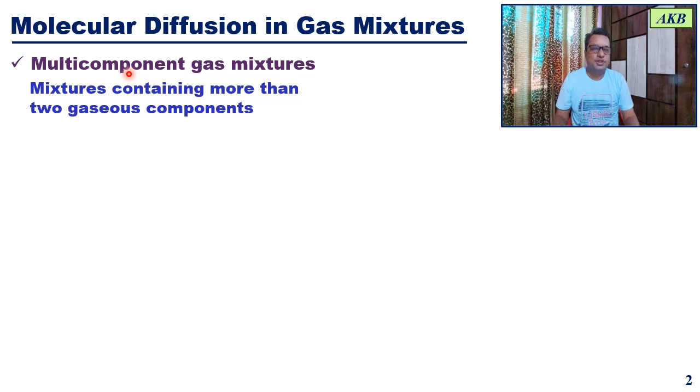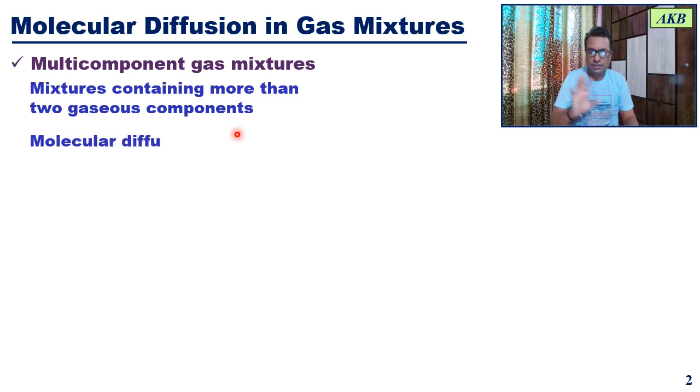A binary gas mixture where there are only two components is also a multi-component mixture, because it is containing more than one component in it. But when you have two components, the situation is a little bit simple. But when there are more than two components in it, complications get added. Okay, so we are going to deal with multi-component gas mixtures that are containing more than two gaseous components.